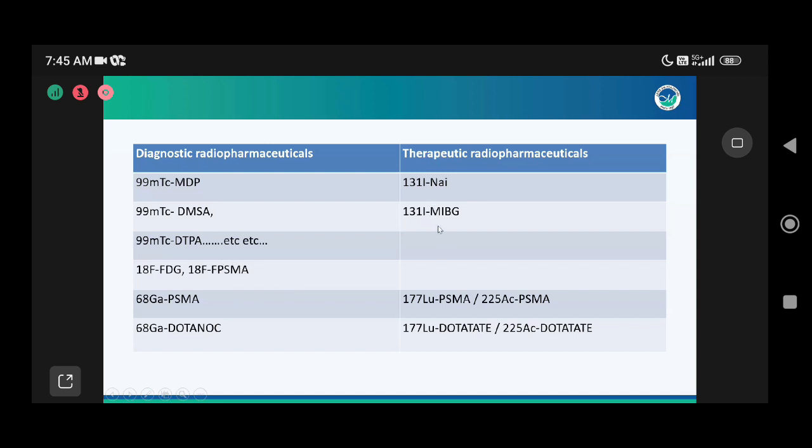And coming to therapeutic molecules, till 2014-15, the only things we were using were iodine-131 sodium iodide for thyroid cancers, and MIBG for neuroblastomas. Currently, there are several other molecules like lutetium PSMA, actinium PSMA, lutetium DOTATATE, actinium DOTATATE, lutetium FAPI, actinium FAPI. So in this, you see PSMA being tagged with lutetium-177 or actinium. The radionuclide can be different, whereas the specific molecule is the same, PSMA.